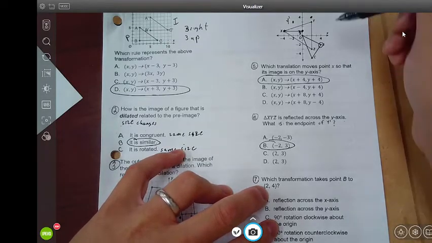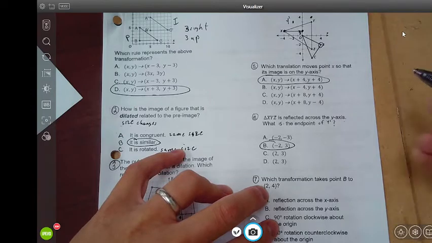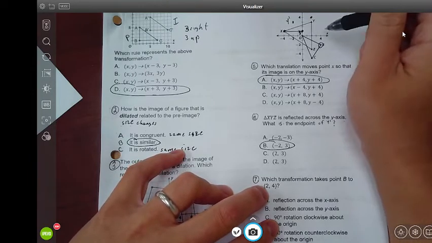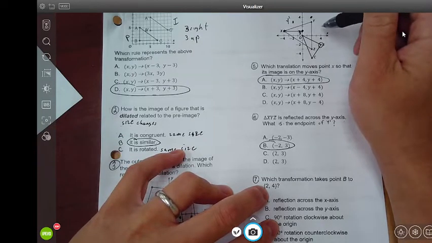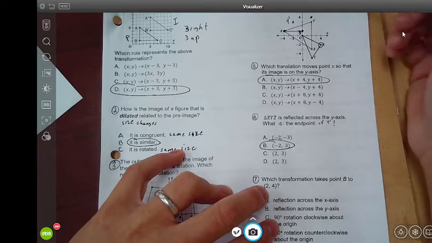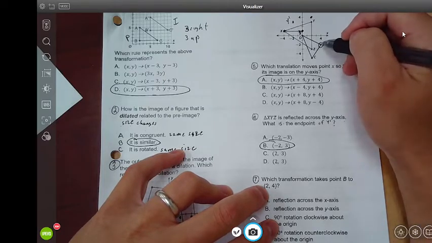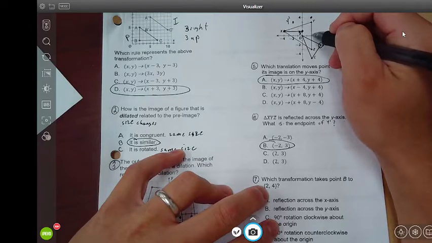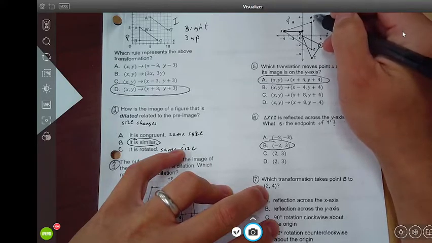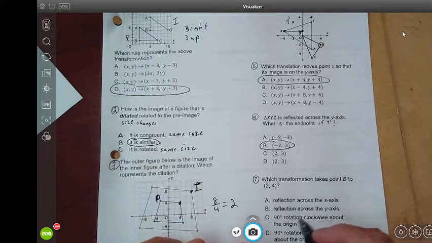You saw with rotations, right? If it's a 90 degree rotation, the x and the y flip. So this went from 4, negative 2 to 2, 4, positive. That's a 90 degree rotation. So that's option C.